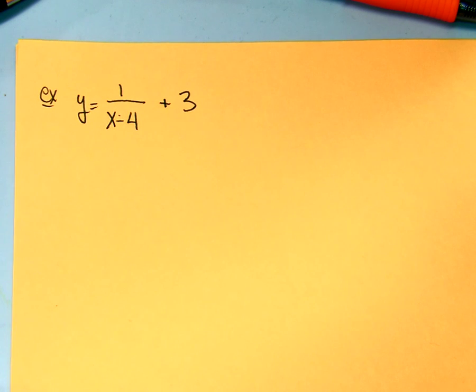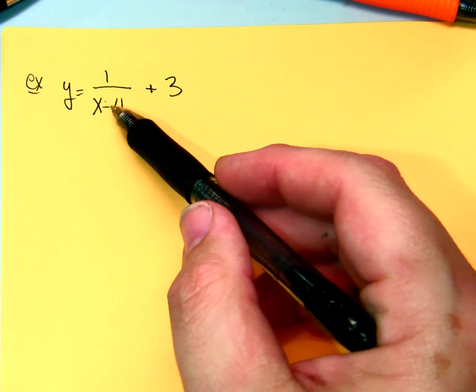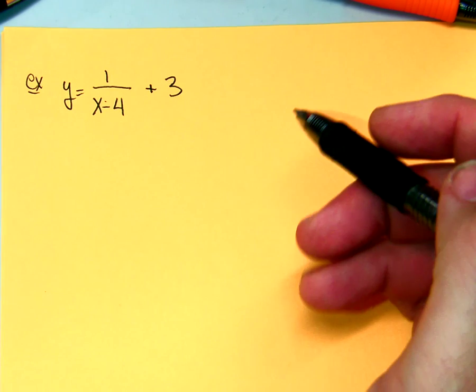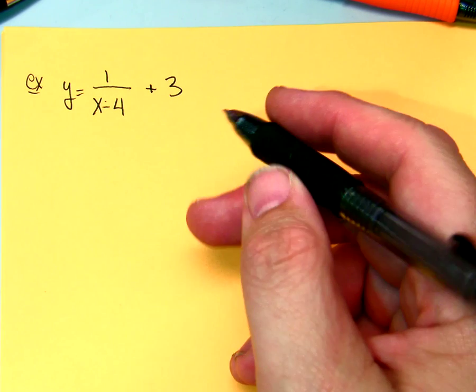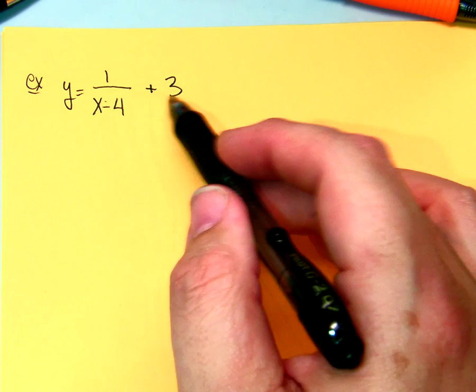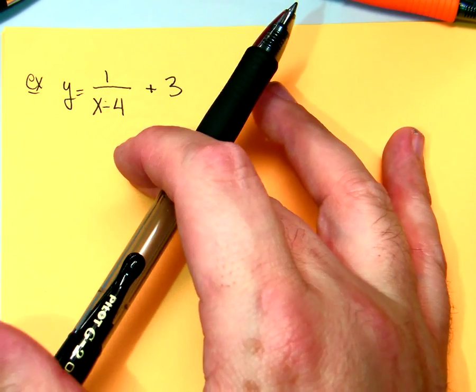So now, here's our first function. y is 1 over x minus 4 plus 3. Now, this is rational. So we have a rational function because we could add these two together and we'd get something that's a polynomial over a polynomial. I would never do that.